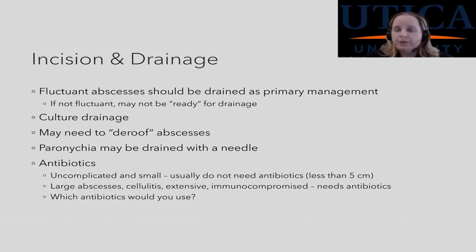You may need to de-roof an abscess, because sometimes they'll have a black eschar on it. You've got to pull that off and drain it out. If it's a paronychia, those are usually pretty easy. Right around the nail bed, you just stick a needle in it and they drain right out. Again, antibiotics: if it's uncomplicated and small, less than 5 centimeters, you don't need antibiotics. If it's a large abscess with cellulitis, if it's extensive, or they're immunocompromised or diabetic, something like that, they'll need antibiotics.